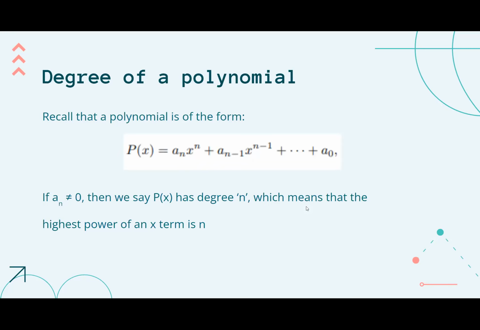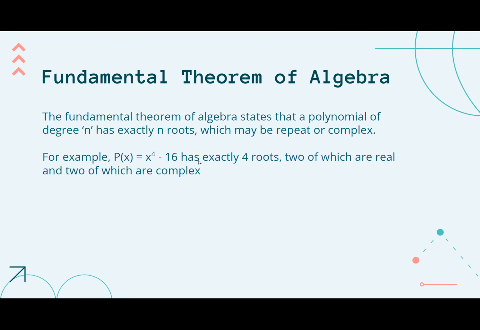The highest power of the variable is what we call the degree of the polynomial. For example, if the polynomial is x cubed plus 1, then we say the degree is 3 because the highest power is x to the 3. This leads into the fundamental theorem of algebra, which states that a polynomial of degree n has exactly n roots, which could be repeated roots. For example, x minus 1 squared has two roots, which are both 1. Or they could be complex roots. You don't need to know what complex numbers are.